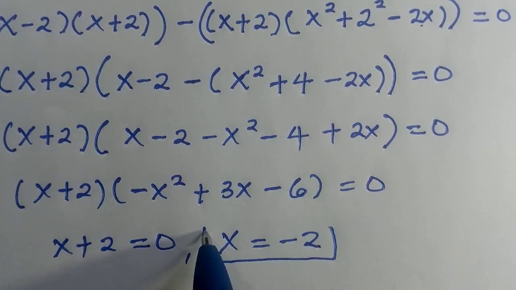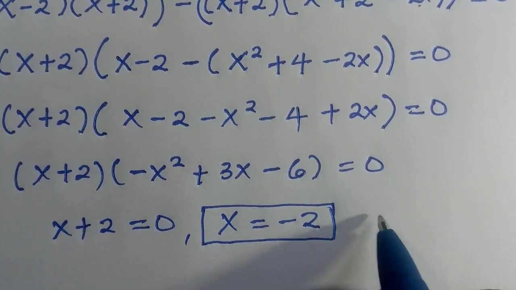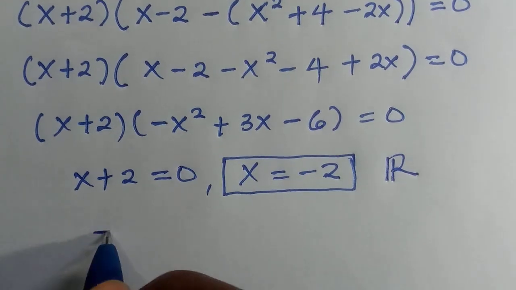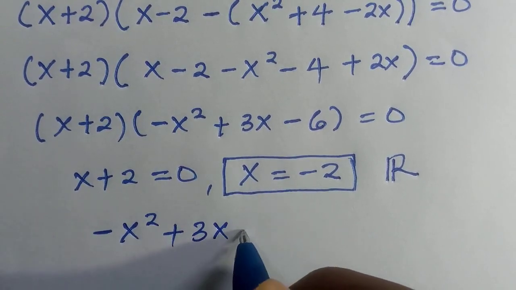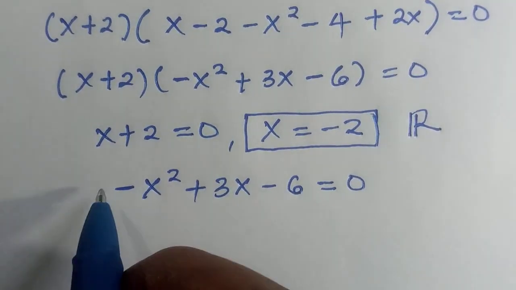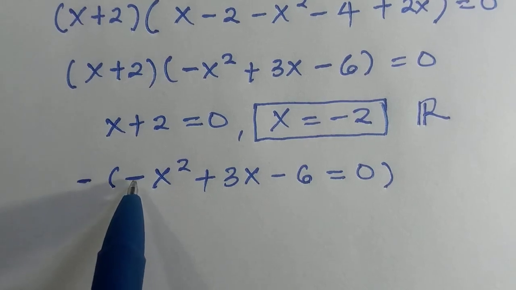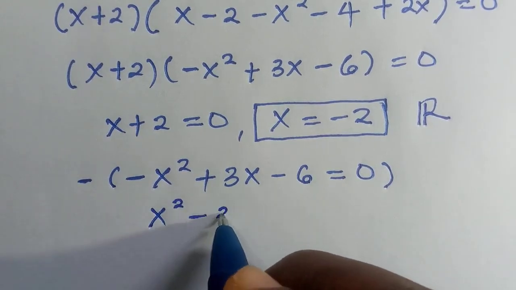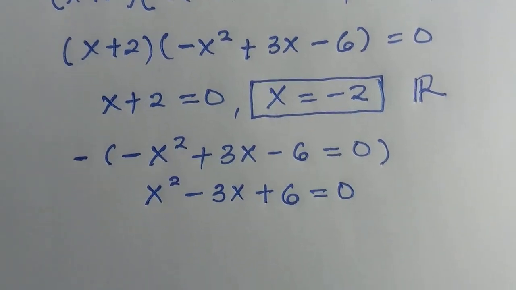As I said earlier, that we are getting 3 solutions, and here is one of the solutions we get, which is the real part of this. And let's try to solve this as well. Here we have minus x squared plus 3x minus 6 equals 0. Let's try to multiply the whole of this with negative to avoid starting this equation with negative. So by doing that, we have x squared minus 3x plus 6 equals 0.